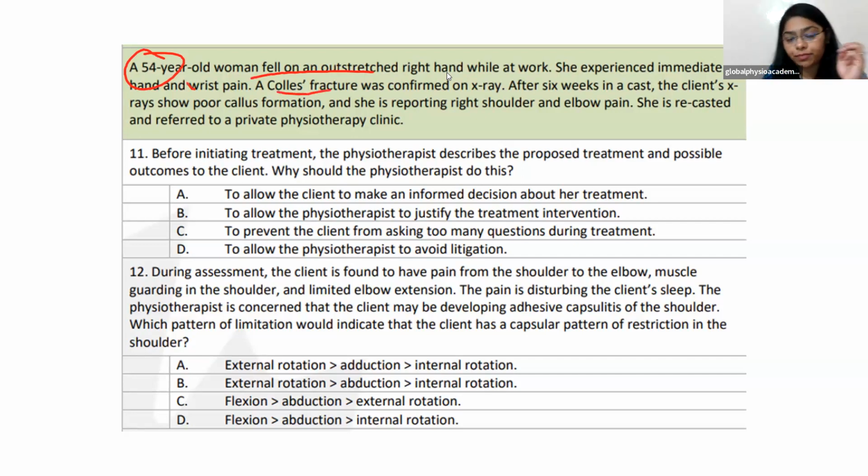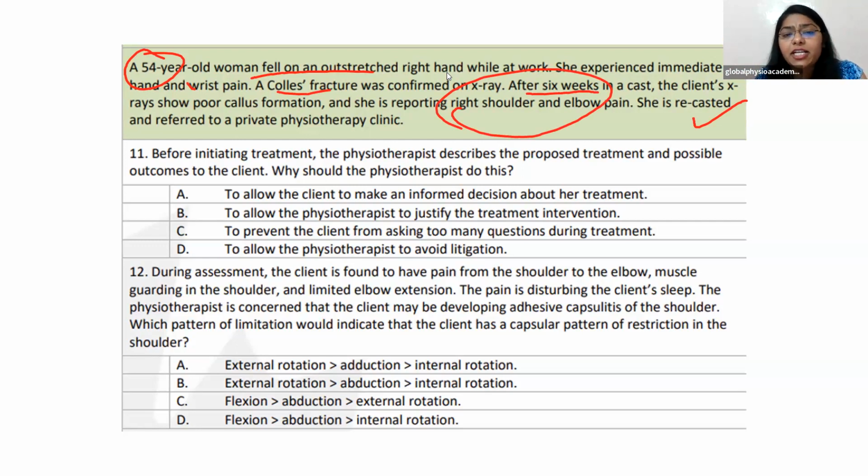Diagnosis: pulley fracture, confirmed. Duration: 6 weeks is already done. Still, there is no healing. Recasted, and now new symptoms: right shoulder and elbow pain. So they are giving a variety of options, and now they are asking a question.